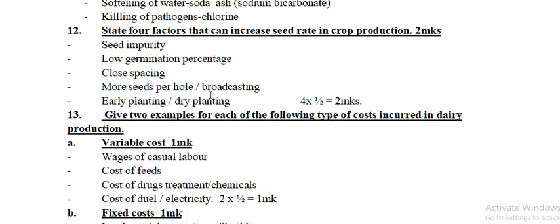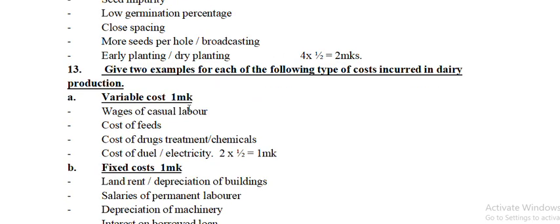Question 12, state 4 factors that can increase seed rate in crop production. The first one is seed impurity, then low germination percentage, and the lower the germination percentage, the more seeds are planted. Then closer spacing, then more seeds per hole, or use of the broadcasting method of planting. Then early planting or dry planting.